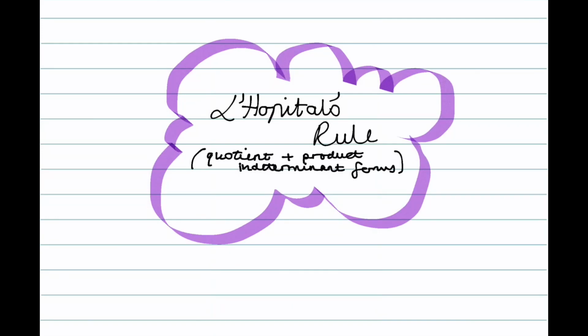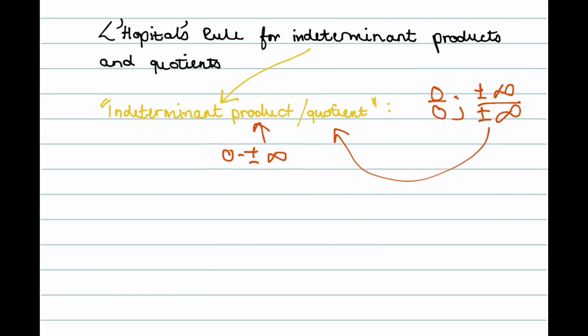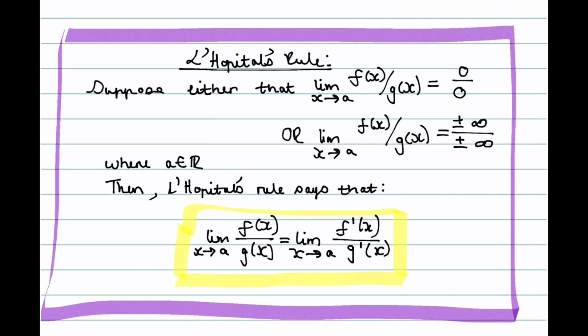So in this video, we're going to be looking at L'Hopital's rule for quotient and product indeterminate forms. So what are these quotient and product indeterminate forms? Well, we're looking for expressions of the form 0 over 0, or plus minus infinity over plus minus infinity, and these are obviously our quotient indeterminate forms. And for our product indeterminate forms, we're looking for expressions 0 times plus minus infinity, and these are product indeterminate forms.